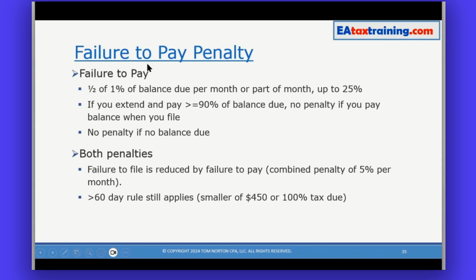Sometimes you're going to owe both penalties, both failure to pay and failure to file. In that case, the failure to file penalty is reduced by the failure to pay penalty, which basically means you're just going to end up owing the failure to file penalty. It's going to be capped at 5% per month if you owe both penalties. The greater than 60-day rule does still apply, that the penalty is going to be the smaller of $450 or 100% of the tax due if your return is more than 60 days late.